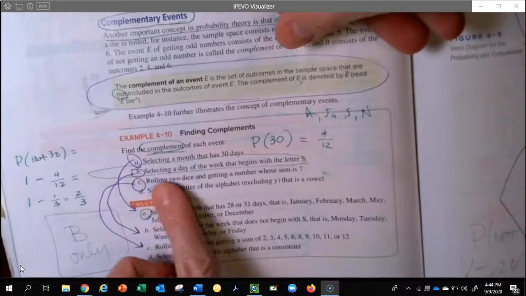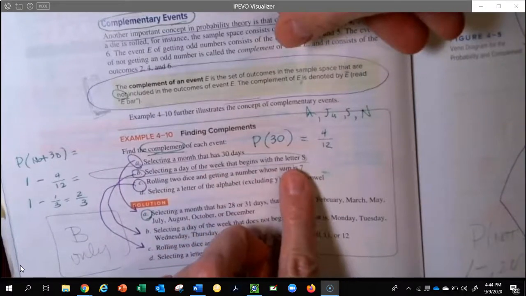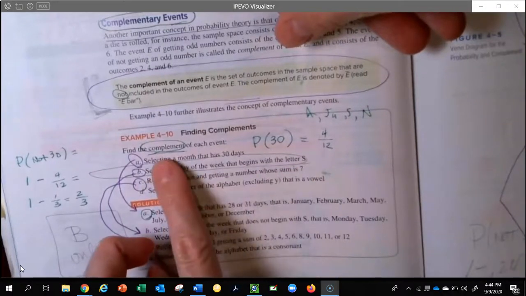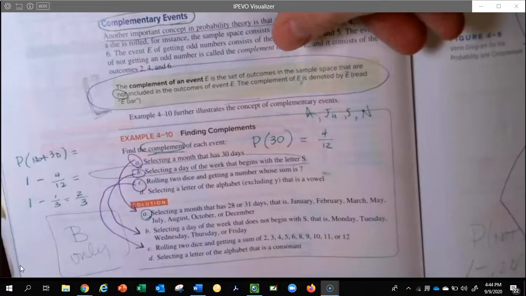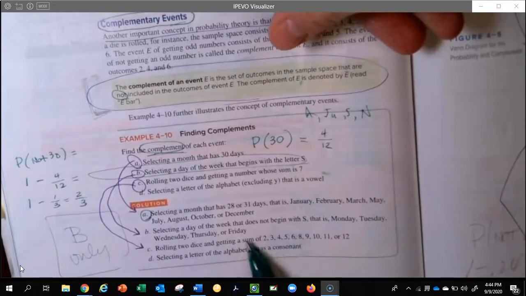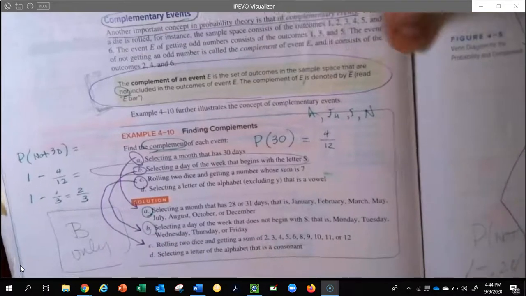So the next one says, select a day of the week that begins with the letter S. So we're going to pick the not of that. And the not would be everything except Sunday and Saturday. So it would say Monday, Tuesday, Wednesday, Thursday, Friday. I did one right. Yay.